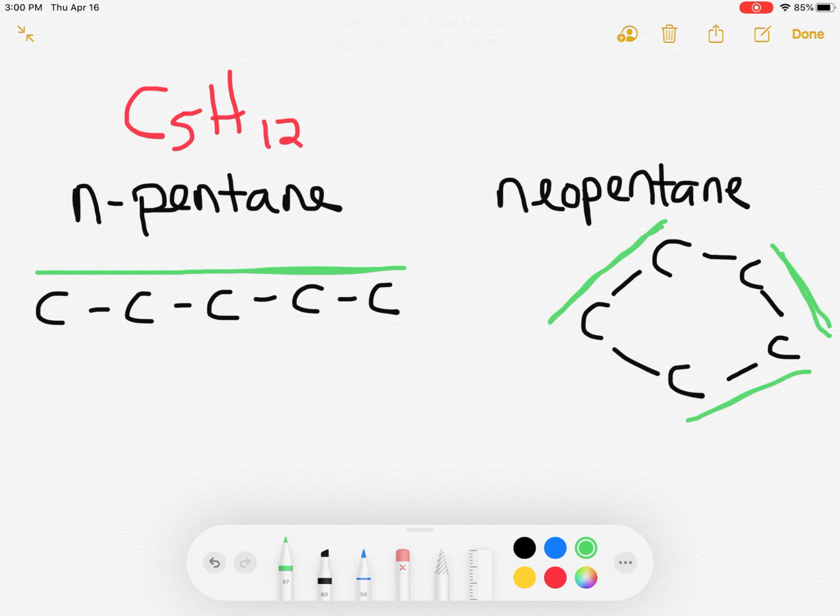So if I have a long carbon chain, the bigger the molecule, then I have stronger London dispersion forces. But if I have a small molecule or small surface area, then I'm going to have weak intermolecular forces or weak London dispersion forces.